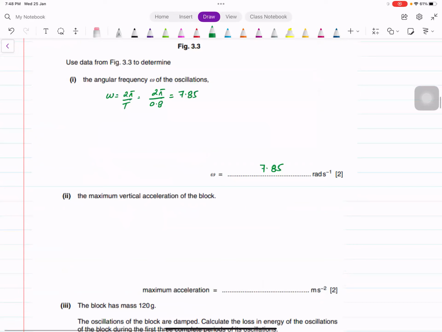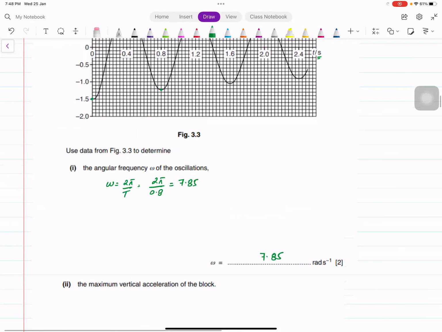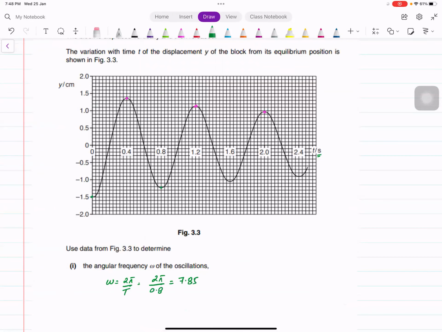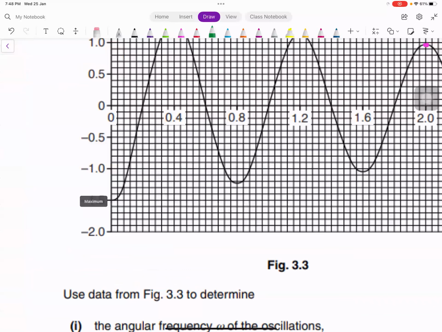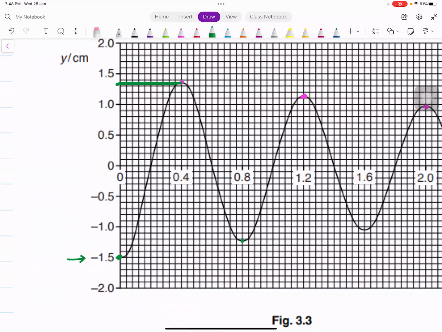Then it says the maximum vertical acceleration of the block. So the maximum acceleration would be when it is at maximum displacement, which is right here. Taking this point would be wrong, because by taking that point, it has lost some energy already. So you don't have to take that. You have to take whatever the maximum value on the graph is. Do you guys understand this?